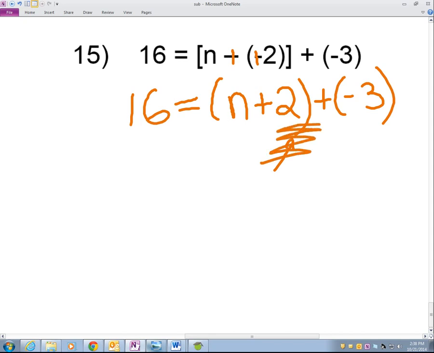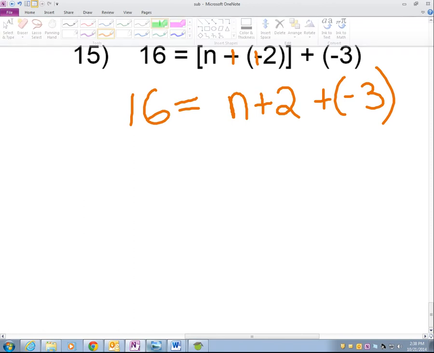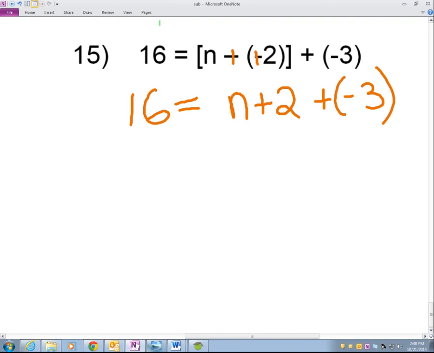So what this actually just becomes is n plus 2 plus negative 3. Do we have any like terms in there, Johanna? No? You sure? Do we have any like terms in there? Is there anything that can be added together so it's simpler? Yeah. Yes. Which ones? Can you have 2 notebooks and add the number 2 to it? No. How about can you add the number 2 and add the number negative 3 to it? Yeah.